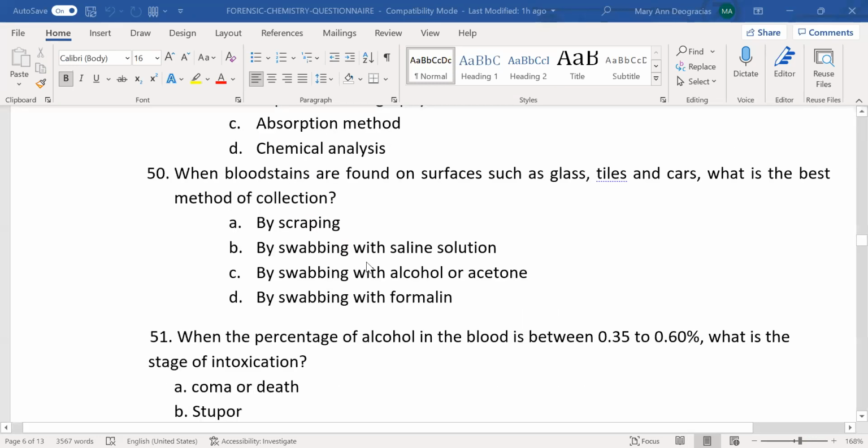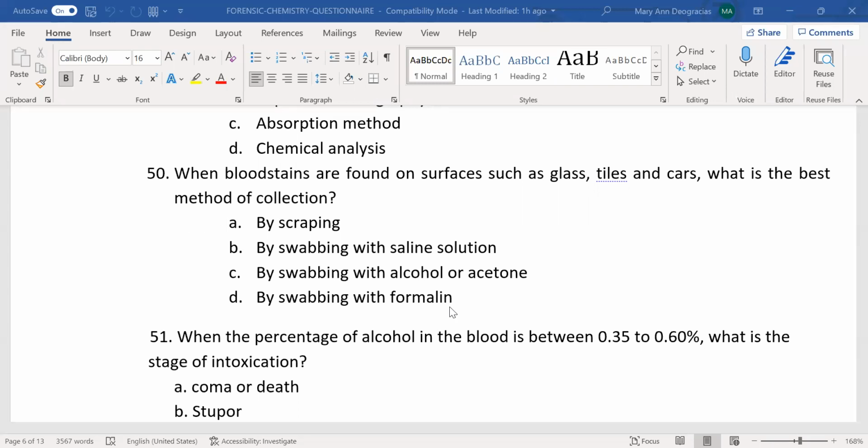Alright. When blood stains are found on surfaces such as glass, tiles, and cars, what is the best method of collection? A, by scraping. B, by swabbing with saline solution. C, by swabbing with alcohol or acetone. D, by swabbing with formalin. Okay, the answer is B: by swabbing with saline solution. Why can't we use C and D?